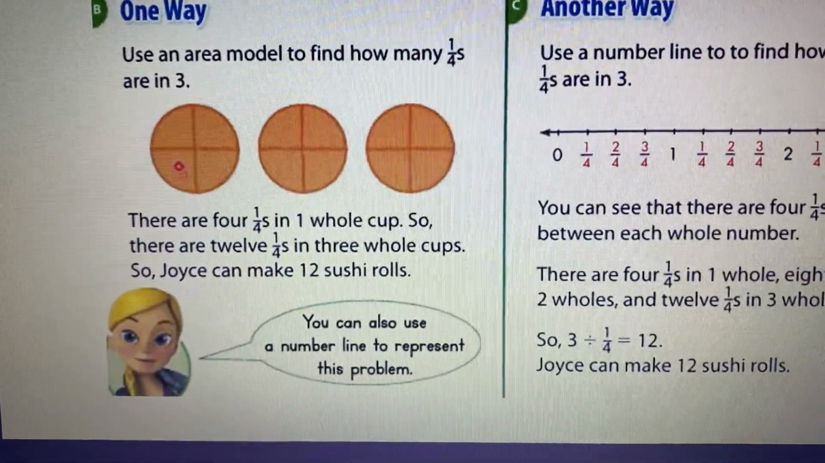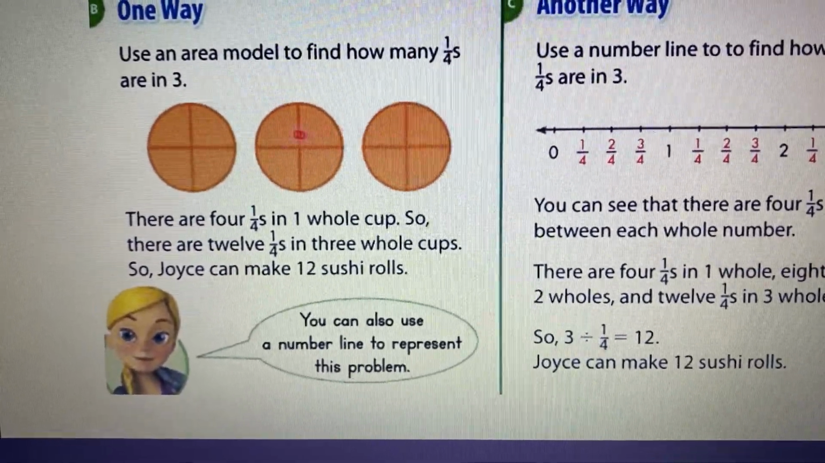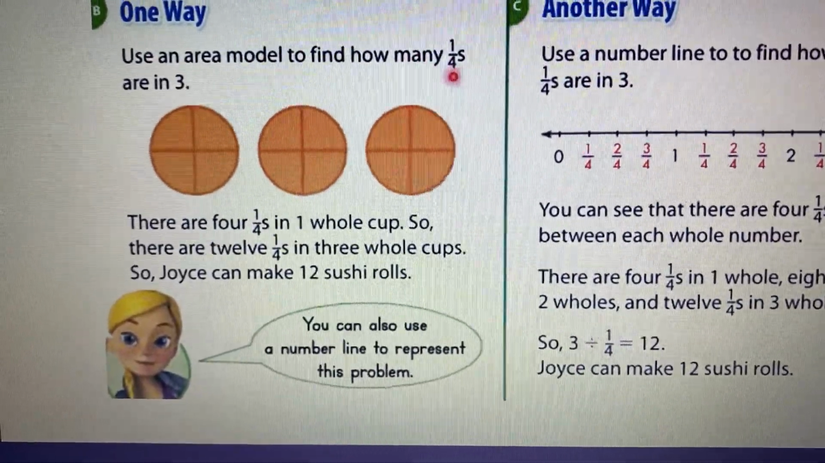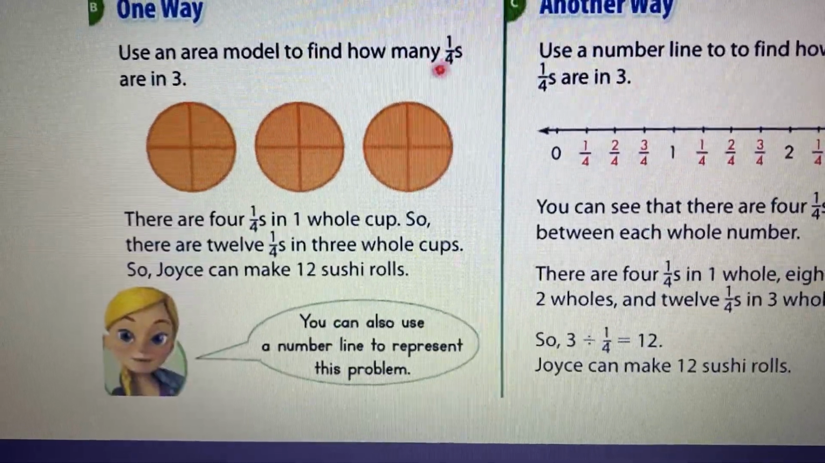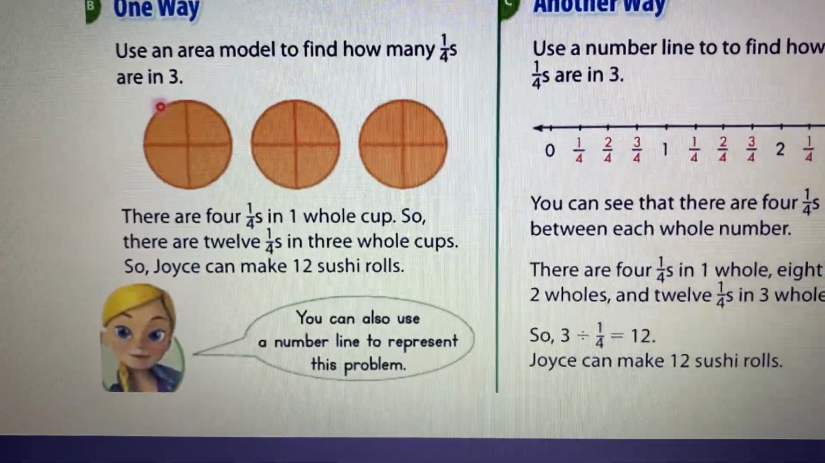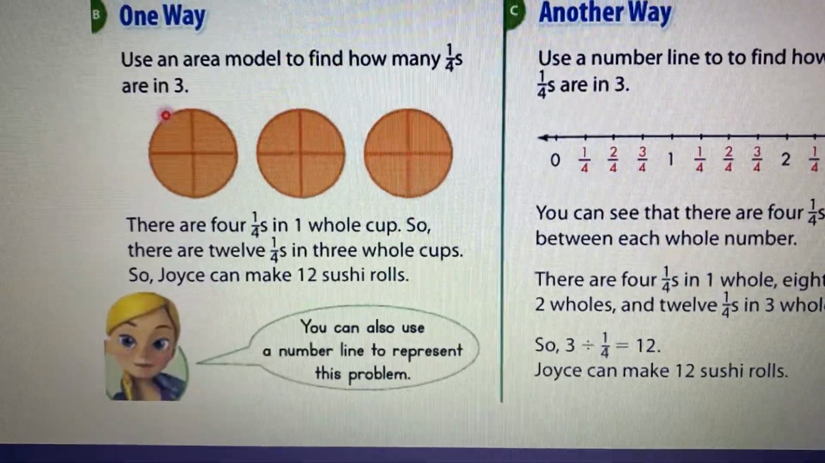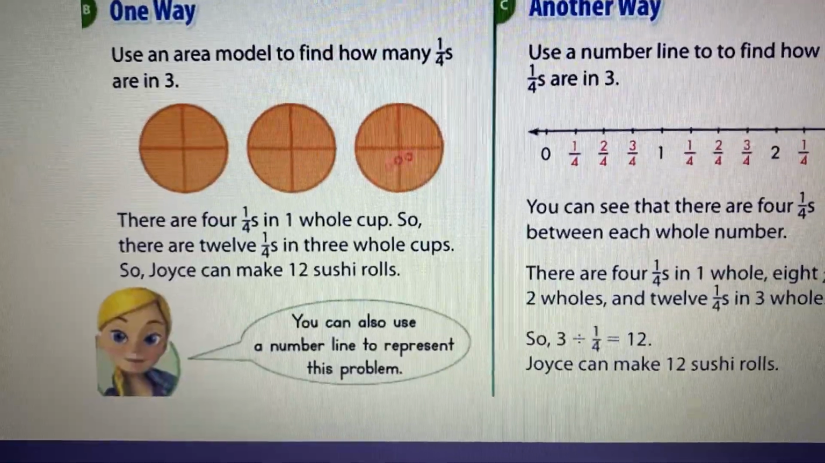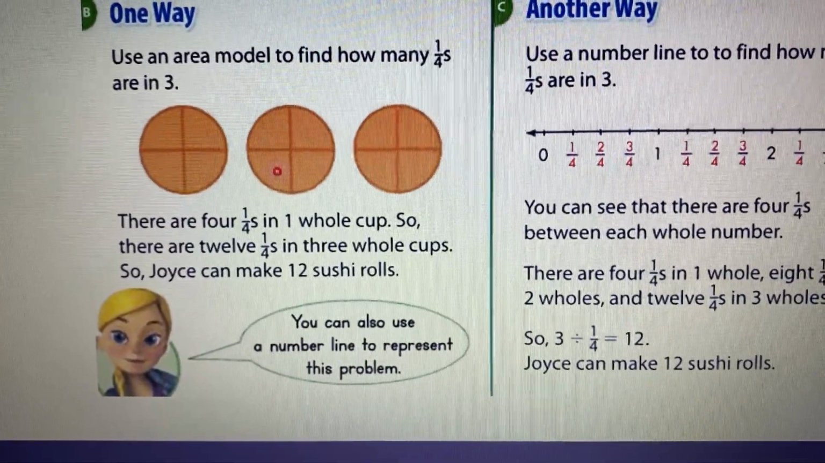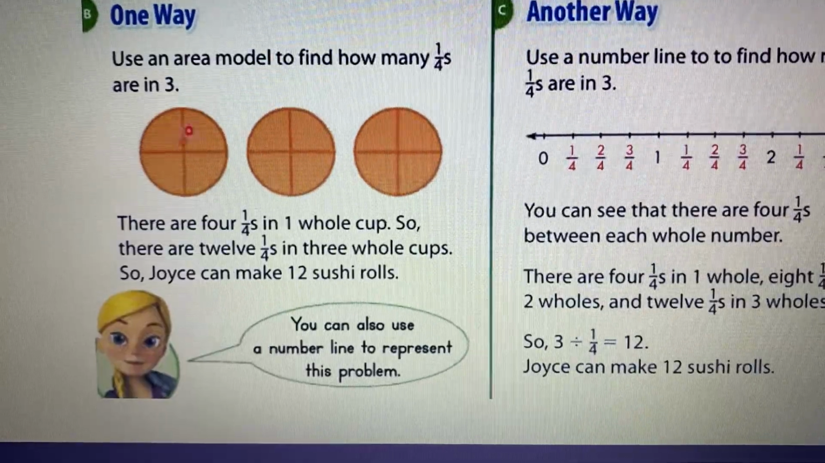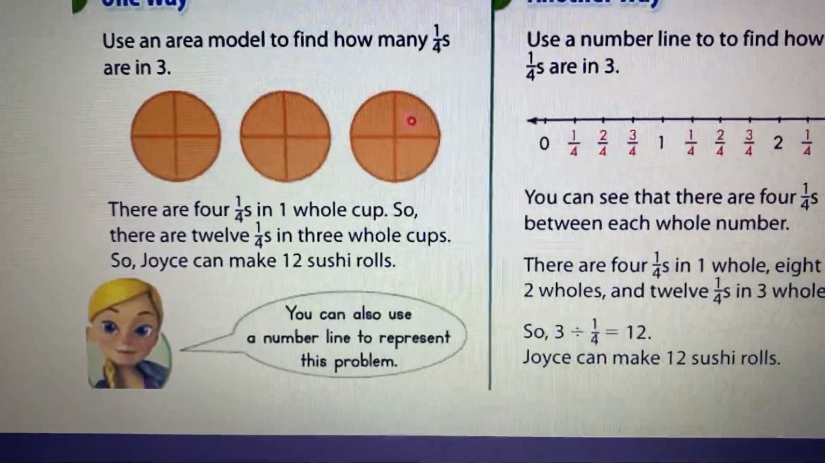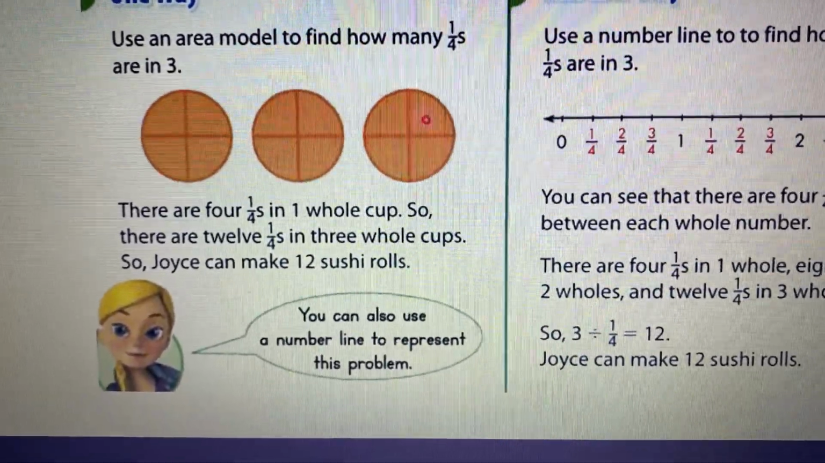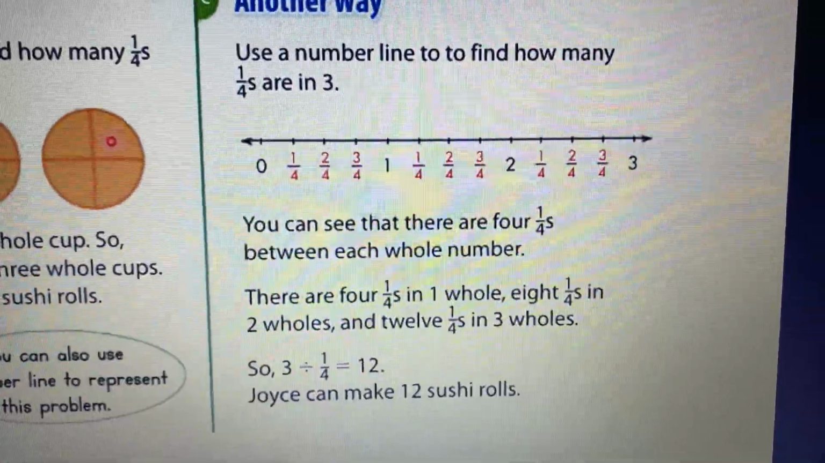Now here I can cut them into 4 equal parts, because 1/4 has a denominator of 4, so that means each cup of rice I can cut into 4 equal parts. So 1/4, 1/4, 1/4. In this case, you can count how many fourths you have. 1, 2, 3, 4, 5, 6, 7, 8, 9, 10, 11, 12, or 4 and 4, 8 and 4, 12. So she can make 12 sushi rolls, or we can solve it in another way.